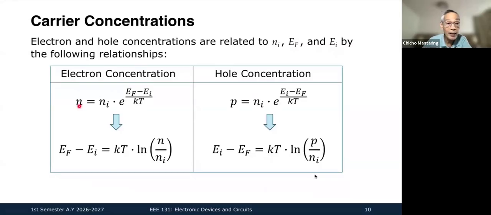So how do I compute for my electron concentration? If I know the value of E of F, I can just compute e to the (E of F minus E of I) over kT. So of course, this is at a specified temperature. You multiply that by your intrinsic concentration. On the other hand, you can get the difference between E of F and E of I using this formula. So this is just computing for E of F minus E of I from this formula. This is for electrons and this is for holes. Notice for electrons, it is E of F minus E of I. For holes, it is E of I minus E of F.